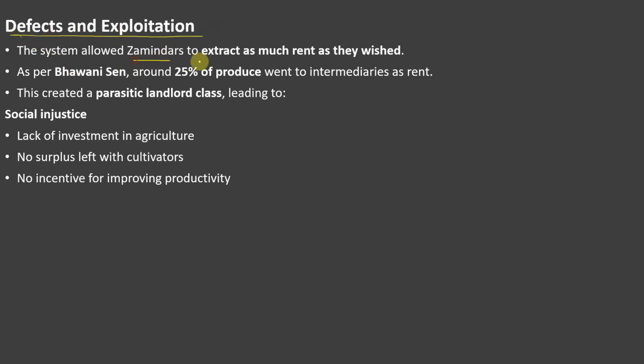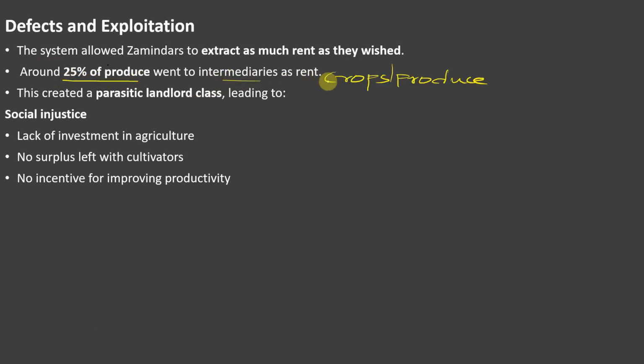The system allowed zamindars to extract as much rent as they wished. As I have said earlier, they can extract from the farmers as much rent as they wished for. So around 25% of the produce went to intermediaries as rent. So the rent is paid in the form of crops or produce. The agricultural produce which the farmers cultivate will be given as rent to the intermediaries.